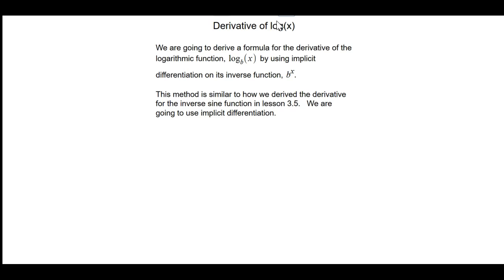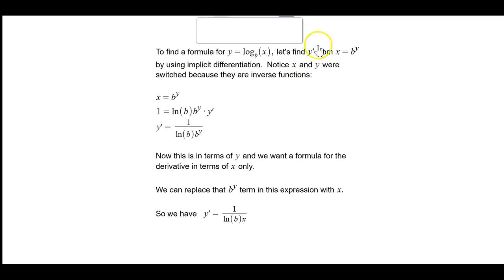So remember, the inverse of the log base b of x is the exponential function b to the x. So we're going to be starting there. We want to find y prime of this function, log base b of x. So what we're going to do is use instead its inverse function, x equals b to the y, and use implicit differentiation on this equation. And we get 1 over ln of b times b to the y.